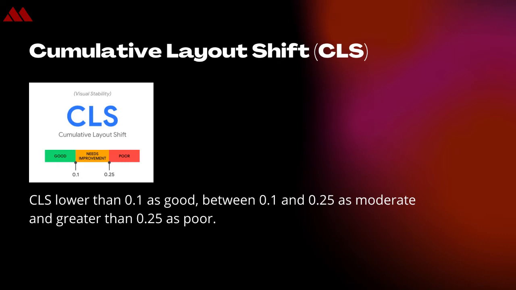And when we talk in terms of core web vitals, we should try to keep it as low as possible. So a CLS value of less than 0.1 is considered good, between 0.1 and 0.25 as moderate, and greater than 0.25 as poor.